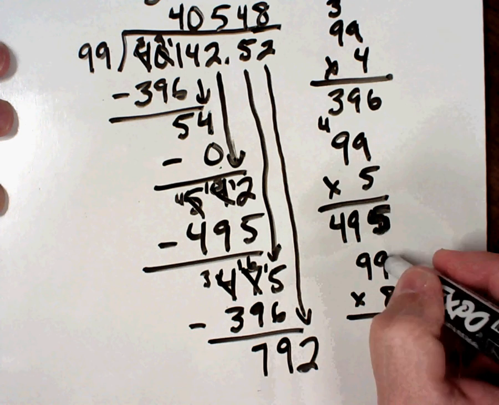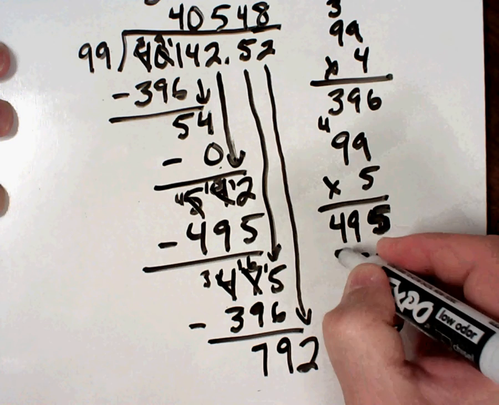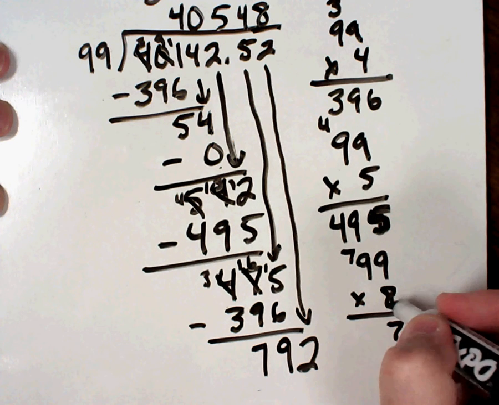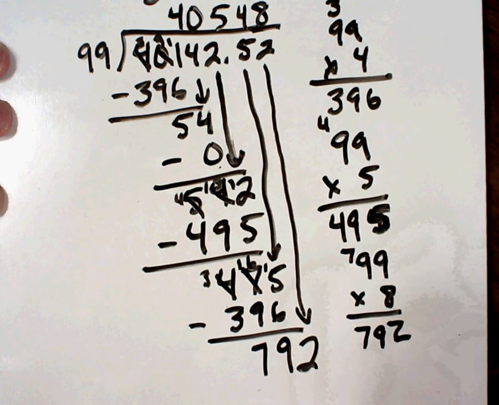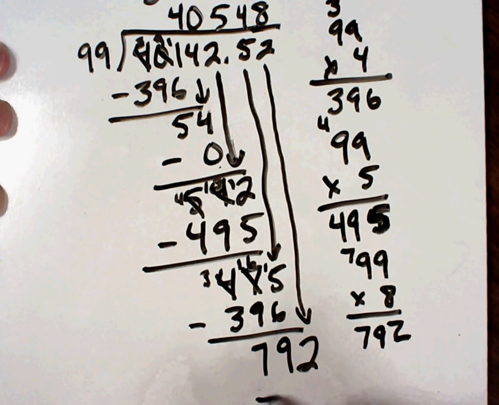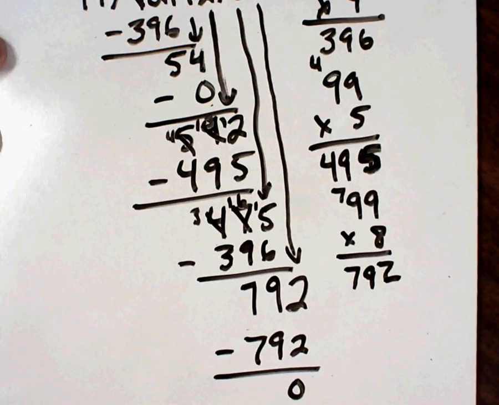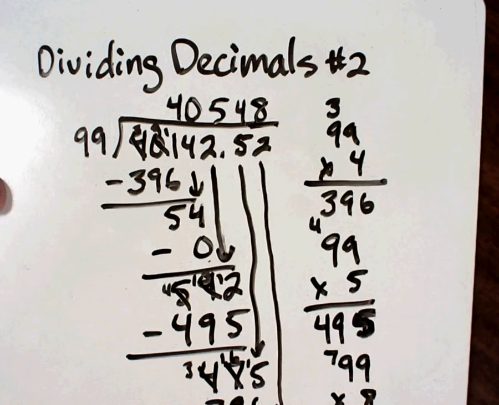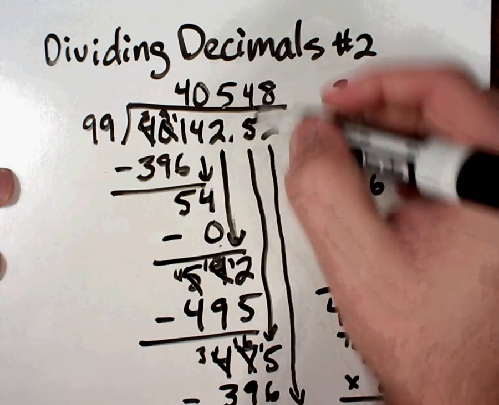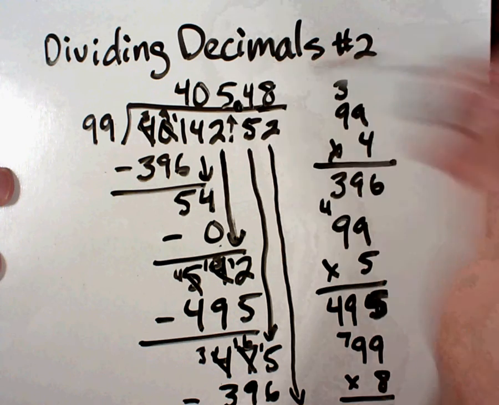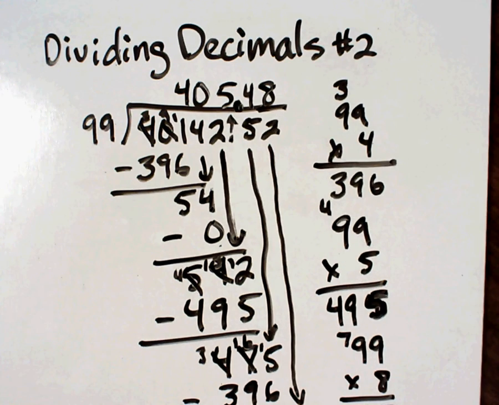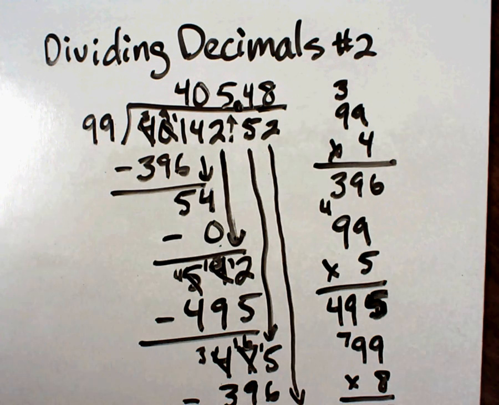All right. So 9 times 8 is 72. Carry the 7. 9 times 8 is 72 again, plus 7 is 79. And so we do get 792. And so we end up with no remainder. Now, our last step is we've got to do something with the decimal. And thankfully, because we divided with the whole number, all we need to do is just shift that little guy right up there. And our answer is 405 and 48 hundredths.